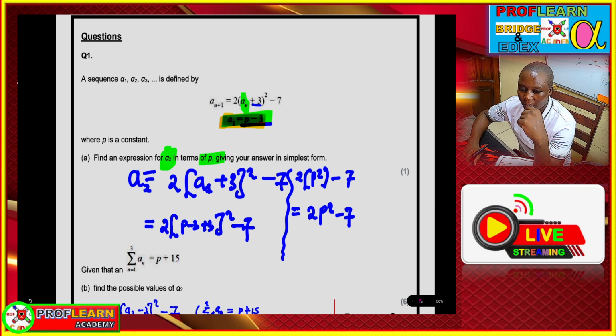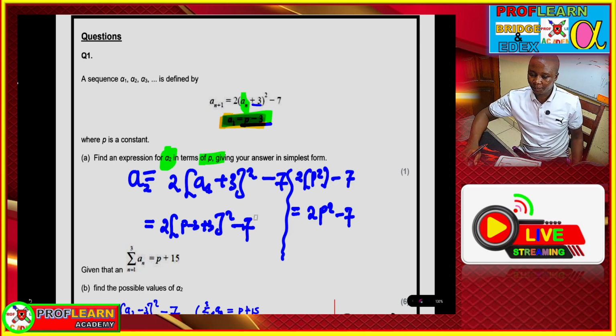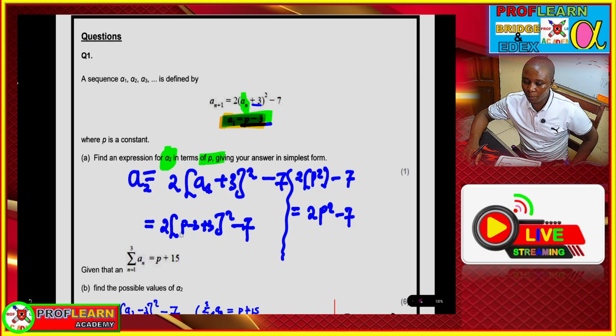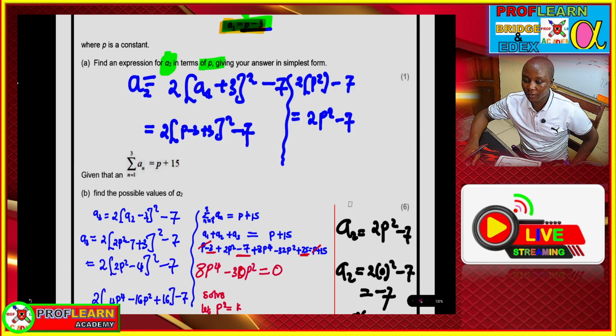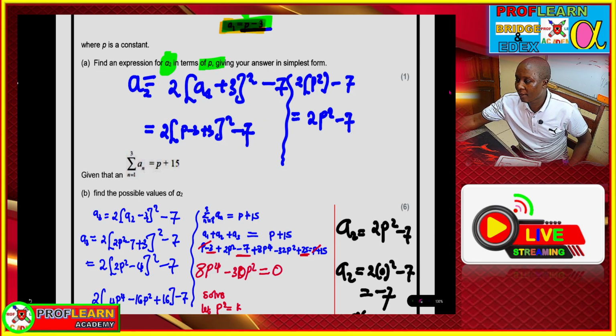which is equivalent to P minus 3, and that is going to be 2 into (A plus 3) squared minus 7, which is here, and then we are going to have 2 into (P minus 3 plus 3) squared minus 7. The 3 will cancel out, then we end up with 2P squared minus 7, and that becomes the expression that was expected at that point.